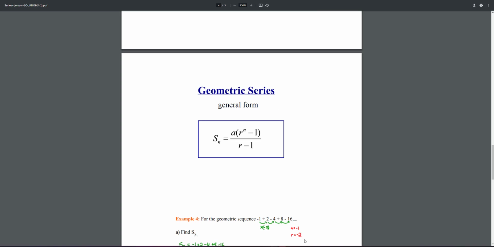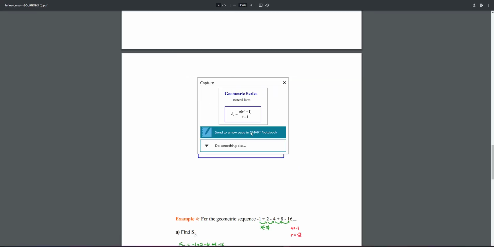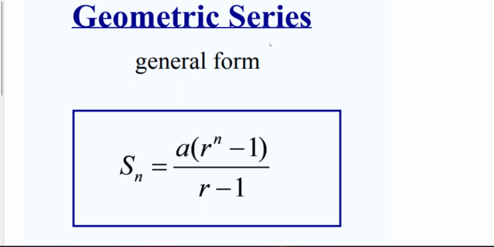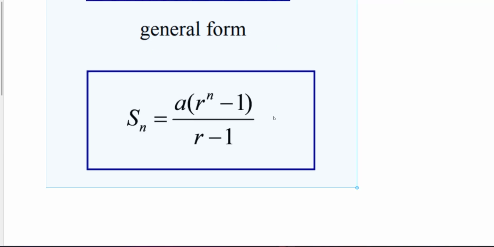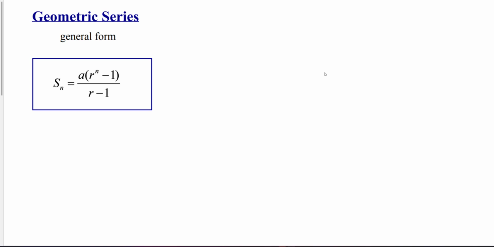All right, next equation, geometric series. Geometric series is basically the same thing as the arithmetic series, except instead of adding all the terms in a pattern that's going up or down by the same number, common difference, now we're going to add up all the terms in a pattern that are going up or down by a common multiple.